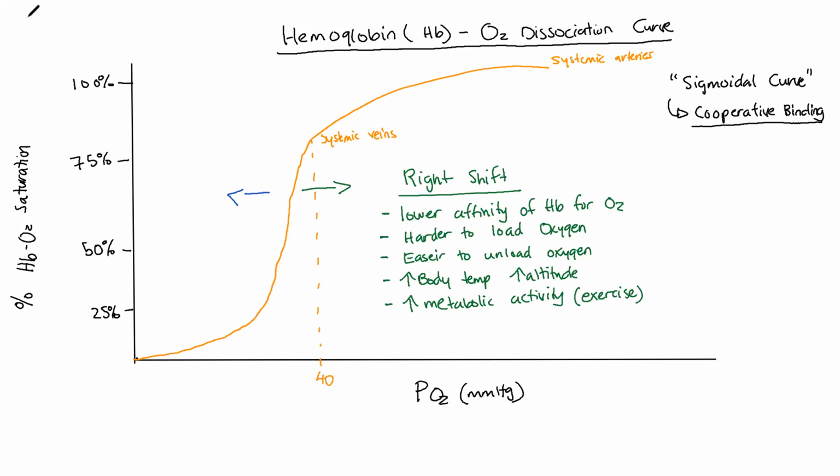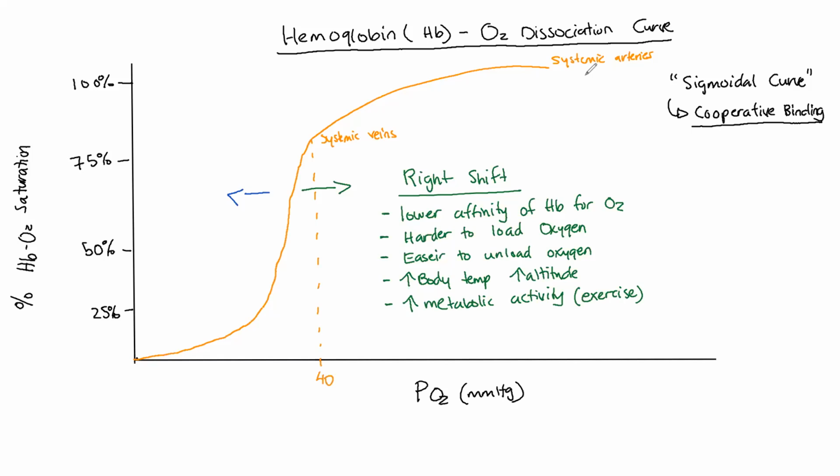All right, so basically we're shifting the curve to the right. And so these are things that would make sense to shift the curve to the right. Think about the fight or flight response, think about exercise, think about high altitudes, increased body temperature. These are states when the tissues need more oxygen. They need it more readily. And so it needs to be more easily offloaded from hemoglobin.